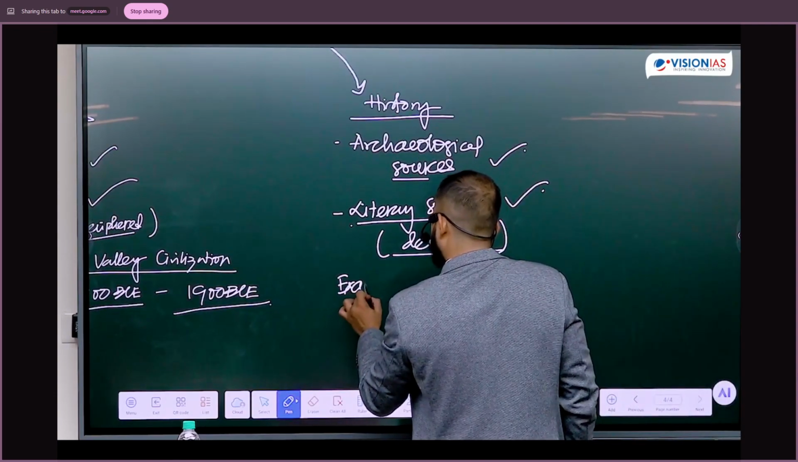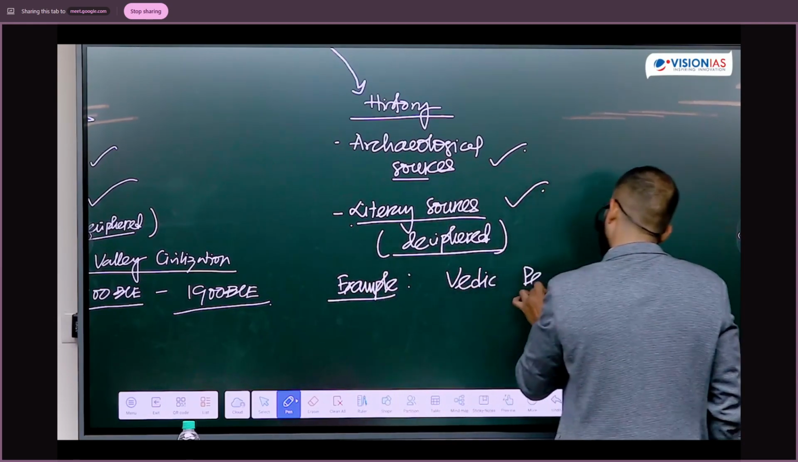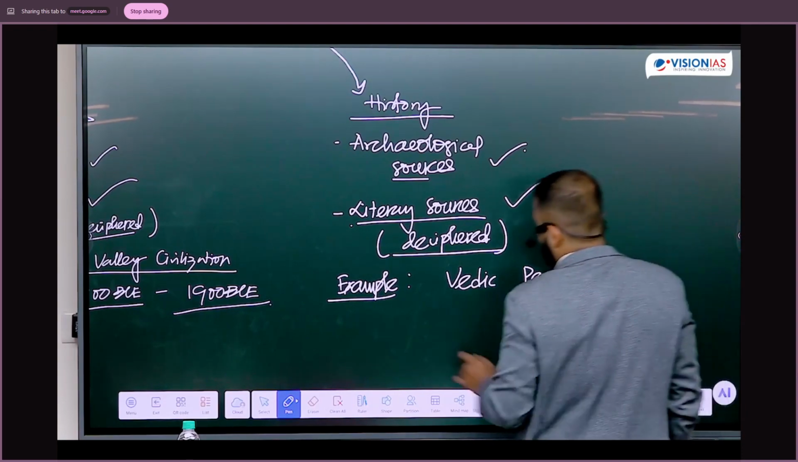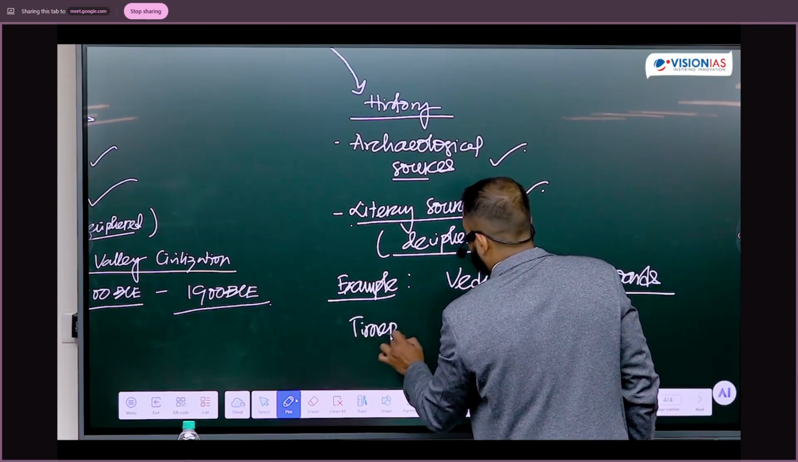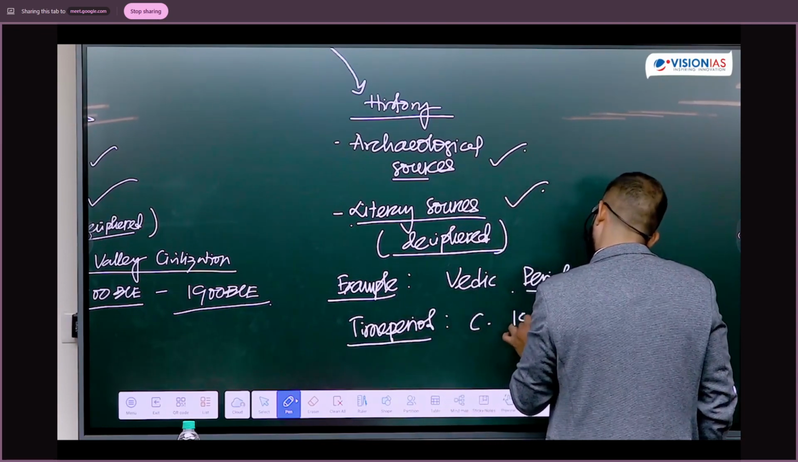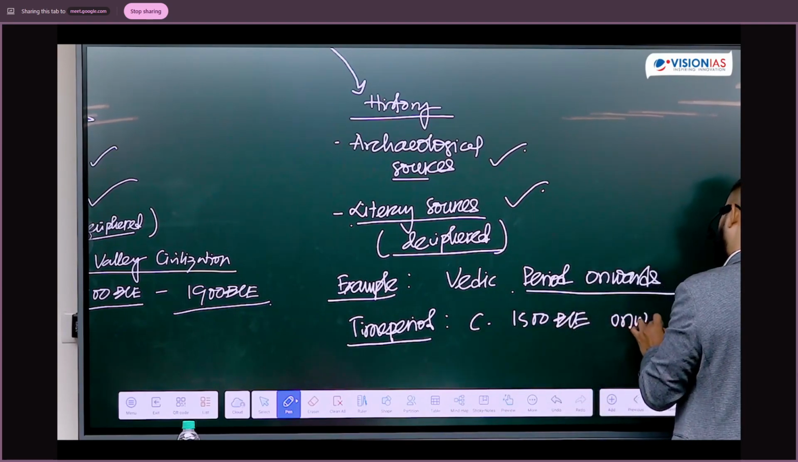Example. What should be the example of history? Vedic period onwards. Time period, roughly speaking, should be circa 1500 BCE onwards. Please write it down.